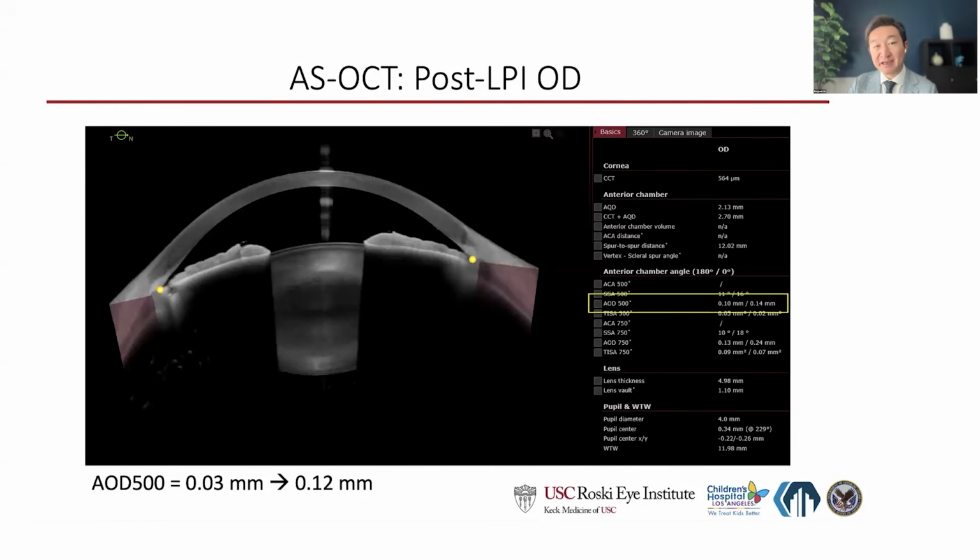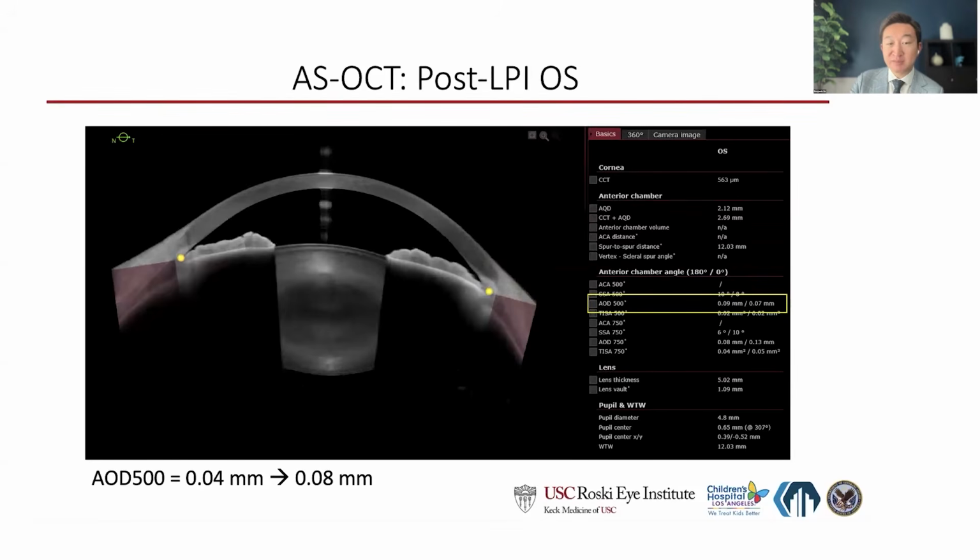He was more amenable since he had high eye pressure. And after the LPI, we can see that in the right eye, his AOD 500 went from 0.03 to 0.12 millimeters, and that there was resolution of the iridotrabecular contact, particularly here in the temporal sector. He also responded to treatment in the left eye, although the response was not as dramatic, where he went from an AOD 500 of 0.04 to 0.08. And again, we can see that the lengthy ITC that he had previously was reduced to just a little bit at the iris root.